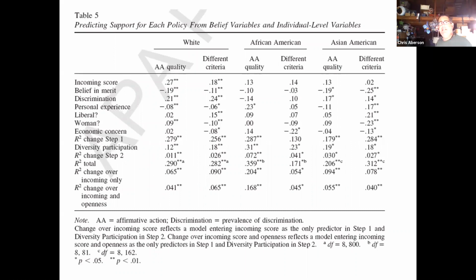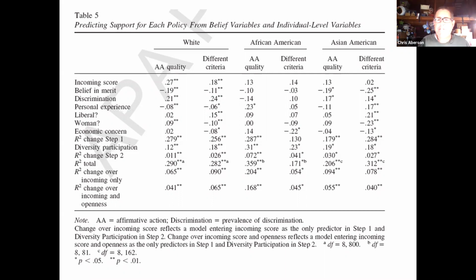I had white students, African American students, and Asian American students. Not that students of other ethnicities didn't matter. They just weren't very many in the University of Michigan data set at that time. There are 2 different dependent variables tested, quality and differential criteria. We've got an R squared total for each of those. All of those we can see from the little stars came up as less than 0.05, telling us that our set of predictors explained support for affirmative action in terms of these 2 different measures.